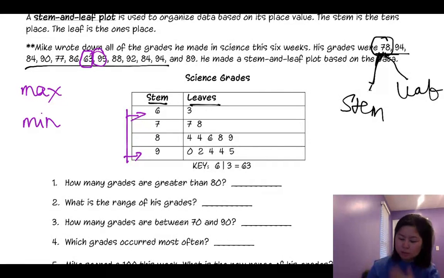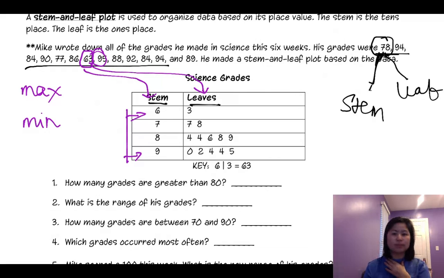Okay, so if we look at this one, the leaves are the second number. So this is how I'm going to do it. 63, that's correct. So what I do is I split it up. The tens will go to the stems and the ones go to the leaves. So 63 is done. So now when you set it up, you don't have to go in order.